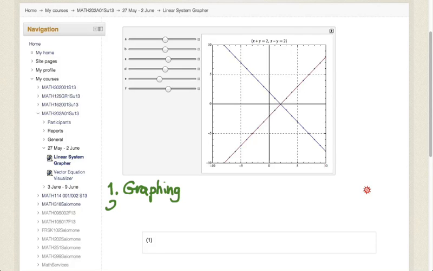And the second and third are the more algebraic techniques. The technique of substitution and the technique of elimination.